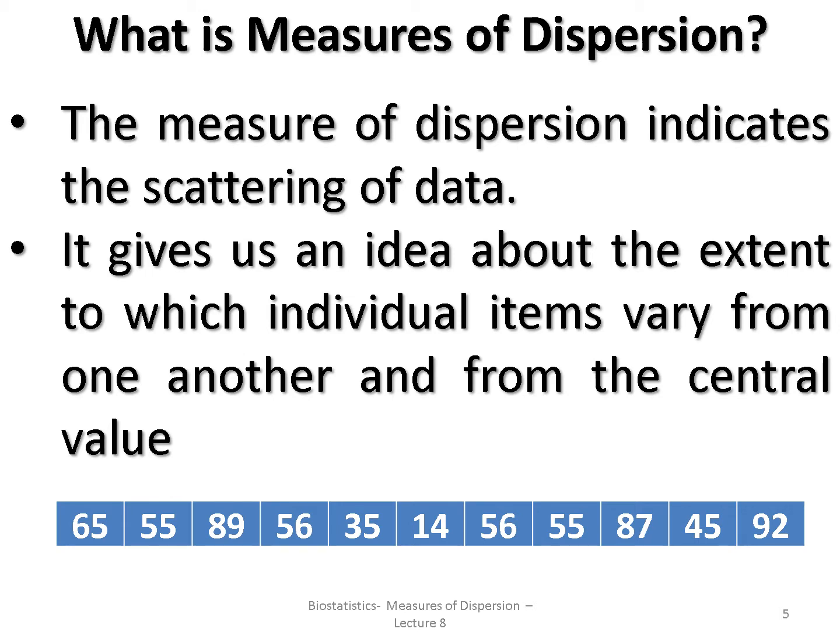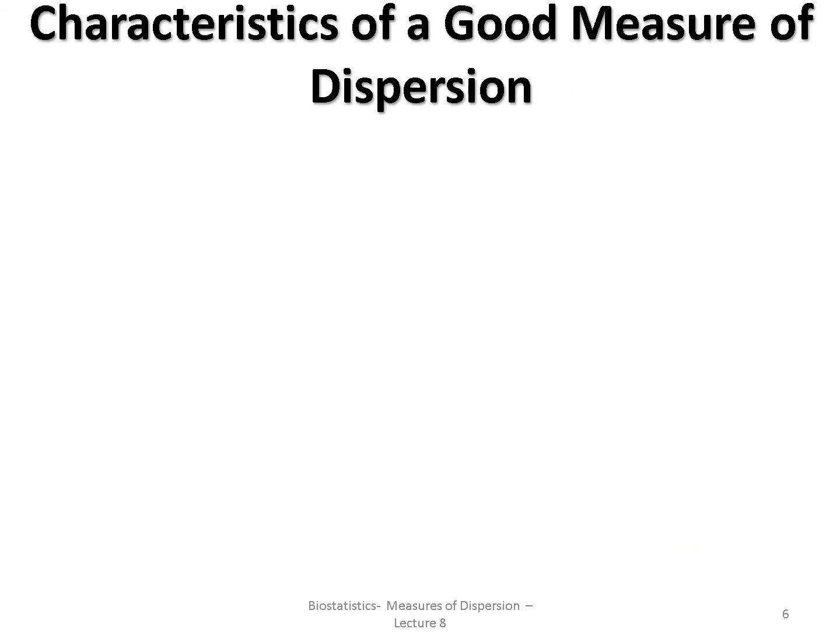See, dispersion means scattering of data. So it gives us an idea about the extent to which individual items vary from one another. See, for example, this is one data, this is one data, this is one. So every data there will be some change. So these measures of dispersion tell us how every individual item varies from one another and from the central value.